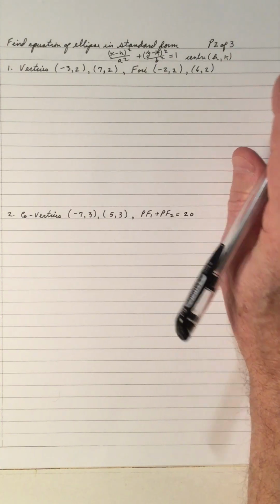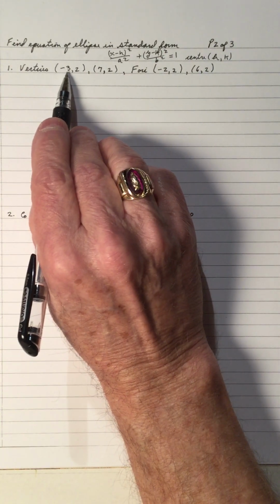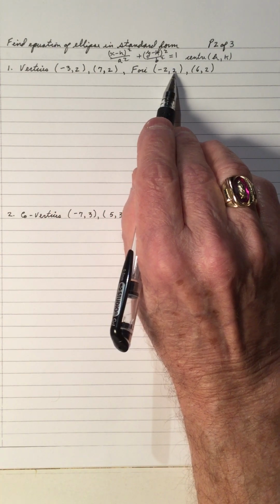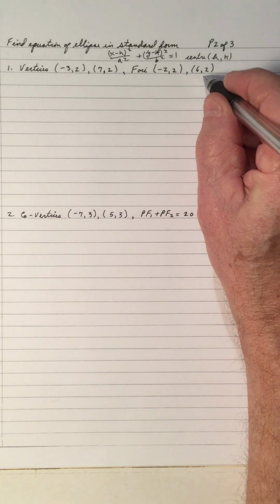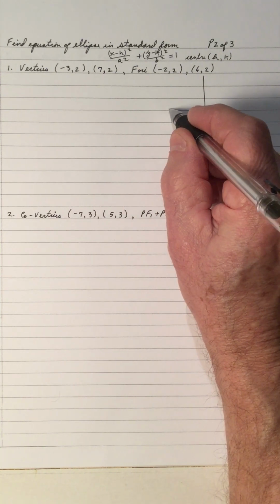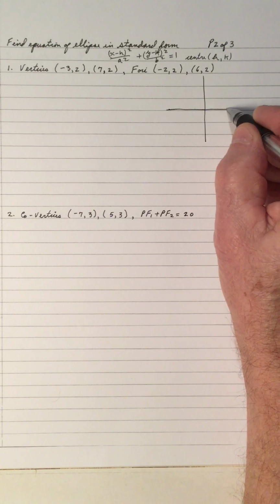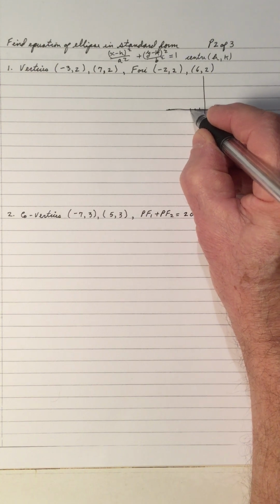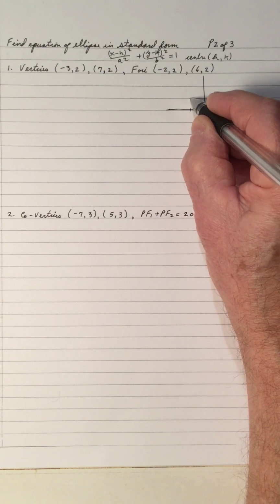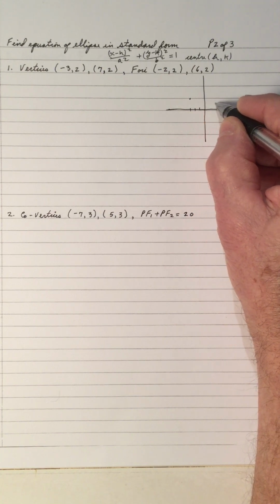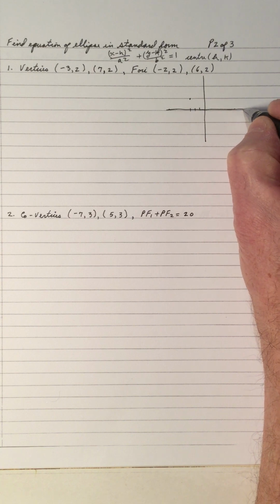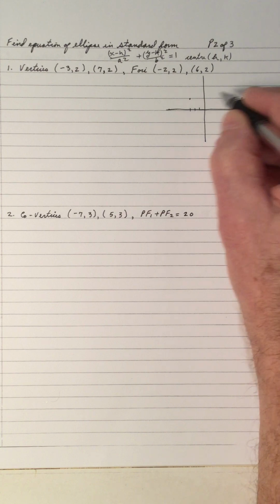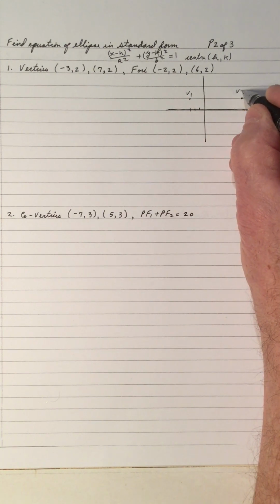Number 1, the vertices of the ellipse are negative 3, 2 and 7, 2. The foci are negative 2, 2 and 6, 2. What I like to do again is draw a picture, and that helps me keep it in line. The vertices are negative 3, 2, so let's say it's there. And 7, 2, let's go over here and just estimate. Don't have to be exact. So that's vertex 1 and that's vertex 2.